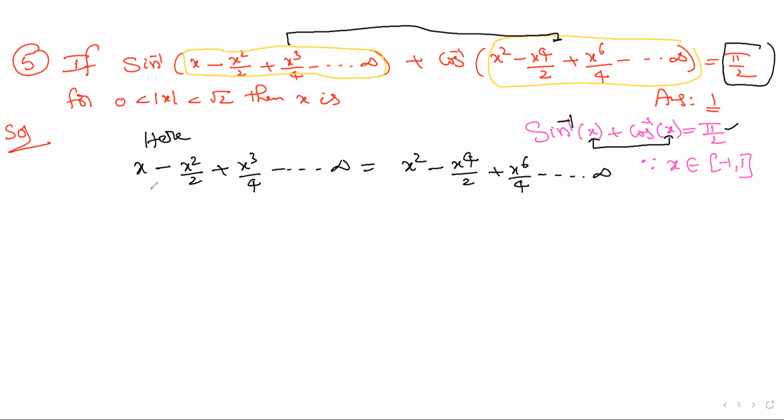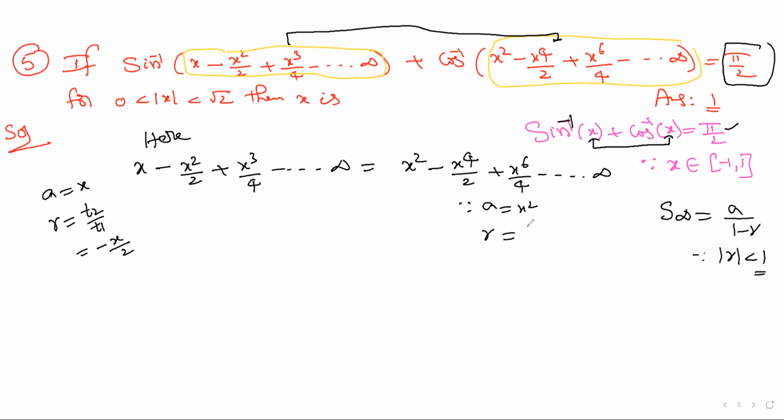Okay, now here this is an infinite GP. What is the infinite GP formula? The sum of an infinite GP: S infinity is equal to a by (1 minus r), where modulus of r is less than 1. Here, first term is x, common ratio is T2 by T1, which becomes minus x square by 2 by x, minus x by 2. In this second series, here a is equal to x square. Common ratio is T2 by T1, which becomes minus x to the power 4 by 2 by x square, which is nothing but x square cancelled, minus x square by 2.